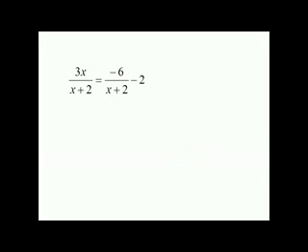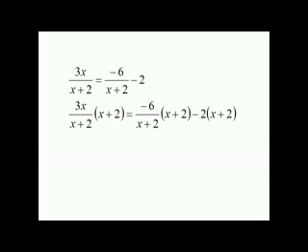Here's an equation with a couple fractions in it. One great way to get rid of those fractions is to multiply by the common denominator. In this case, that common denominator is an x plus 2. Now when you're doing this, don't forget that you're multiplying the entire equation. Whether we need to get rid of that denominator or not, we're multiplying it by the x plus 2.